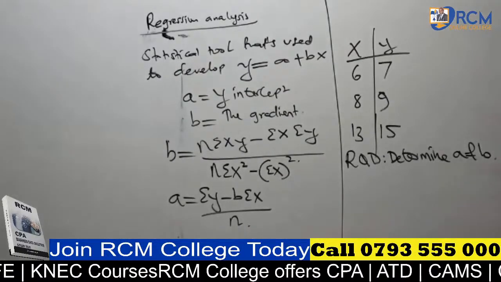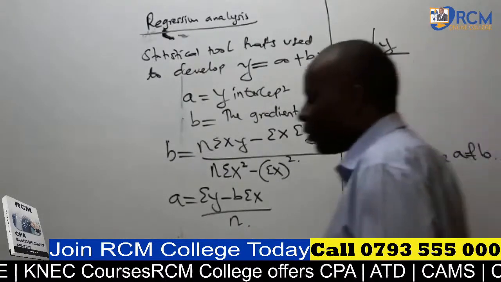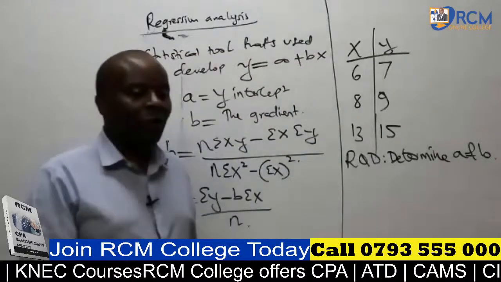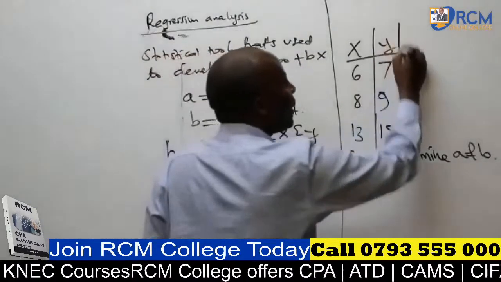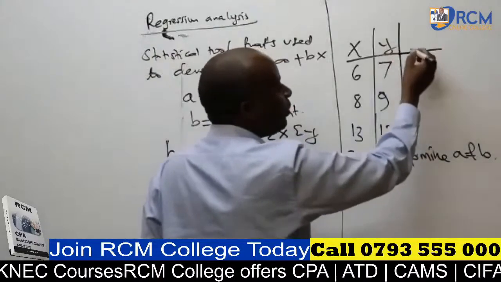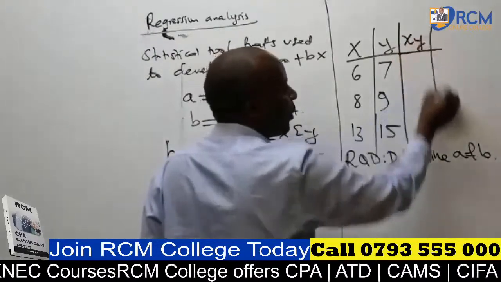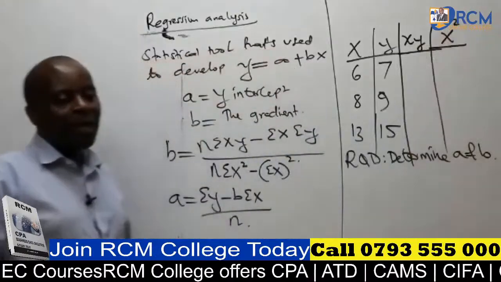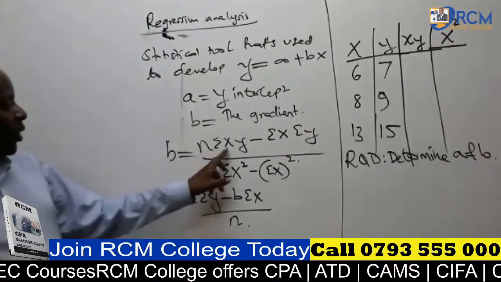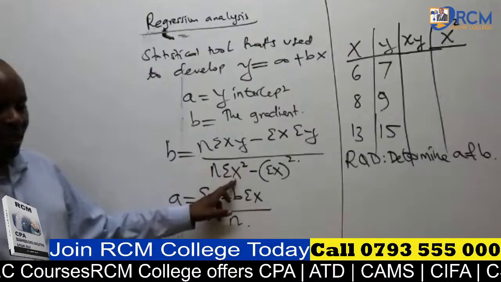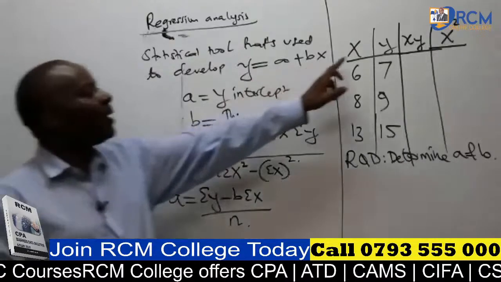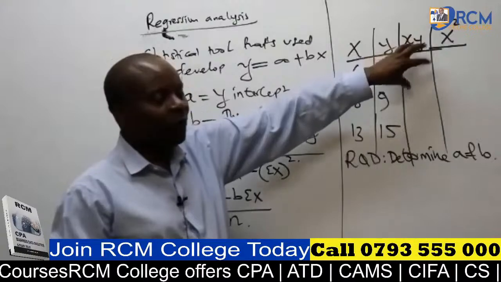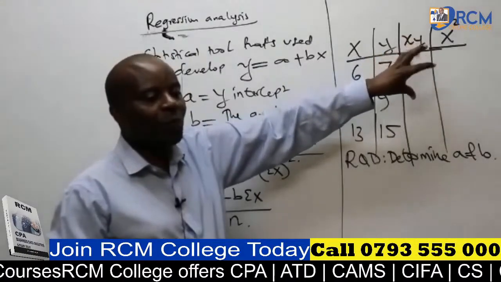So anytime anybody talks of ascertainment of parameters using regression analysis, what you're supposed to do is to create 2 columns. The first column will capture the multiple XY. The second column will capture the multiple X squared. Basically, we want to take care of this and this. XY means we are multiplying. These are the 2 additional columns that we would need to be able to get regression parameters.